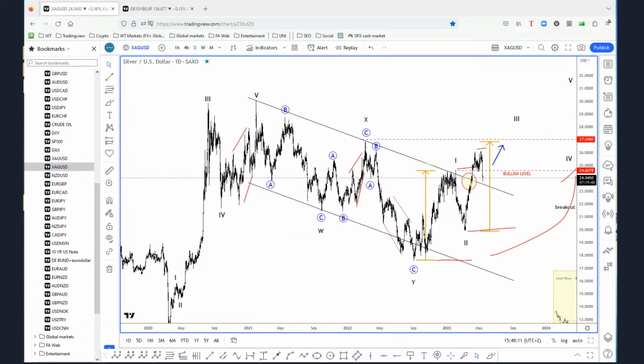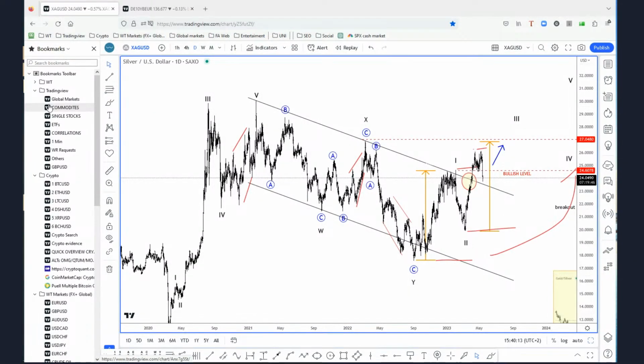Now let's take a look also at cryptos real quick.